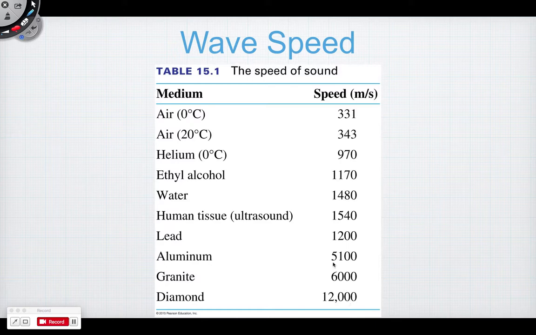So you get down to metals, and they have a large speed, denser, and one of our denser things is diamond. And you get 12,000 meters per second. So if you had a huge diamond that was 12 kilometers, which would be about 7 miles long, then yeah, you could speak from one end to the other and it would travel in 1 second, which seems a little strange.